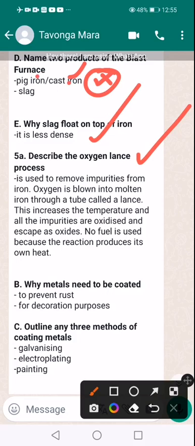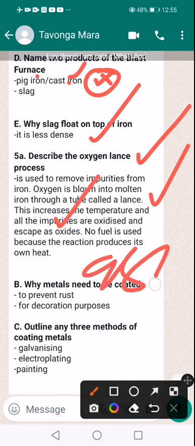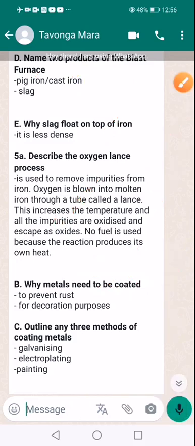Right, oxygen is blown into the molten iron through a tube called a lance. This increases the temperature, and all the impurities are oxidized. The impurities react with the oxygen. Phosphorus gives phosphorus oxide, carbon gives carbon dioxide. After being oxidized, they escape as oxides, leaving pure iron, which is 98% pure.